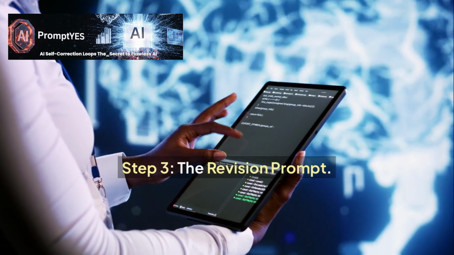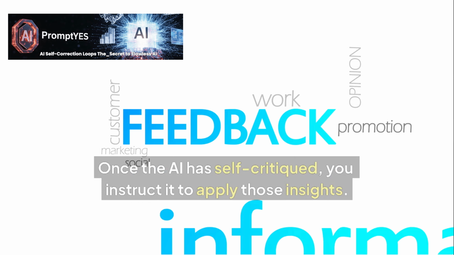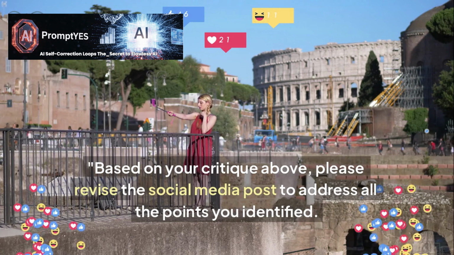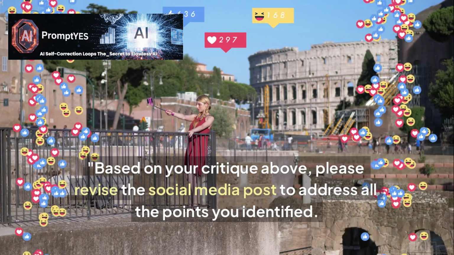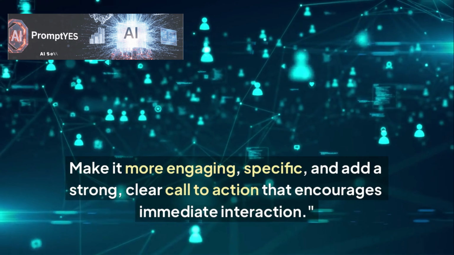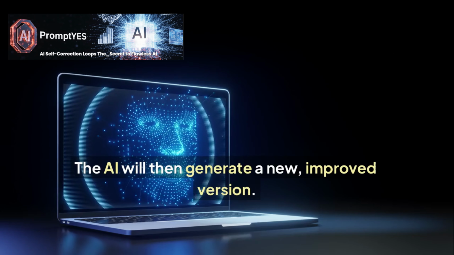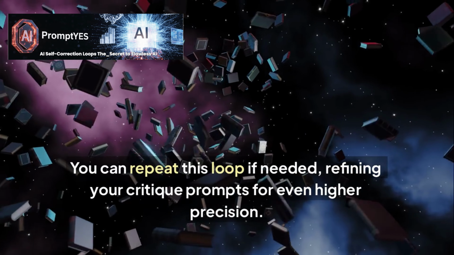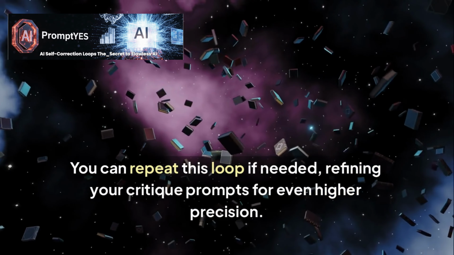Step 3. The revision prompt. Once the AI has self-critiqued, you instruct it to apply those insights. Your revision prompt could be: based on your critique above, please revise the social media post to address all the points you identified. Make it more engaging, specific, and add a strong, clear call to action that encourages immediate interaction. The AI will then generate a new, improved version. You can repeat this loop if needed, refining your critique prompts for even higher precision.